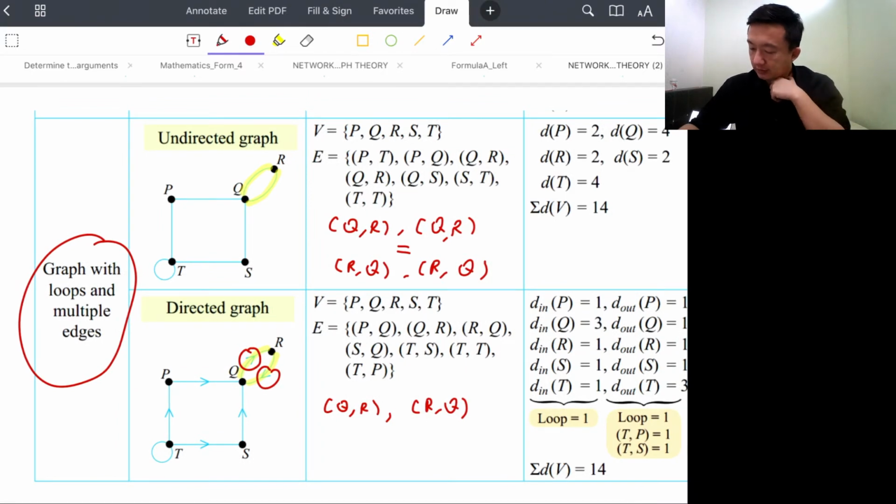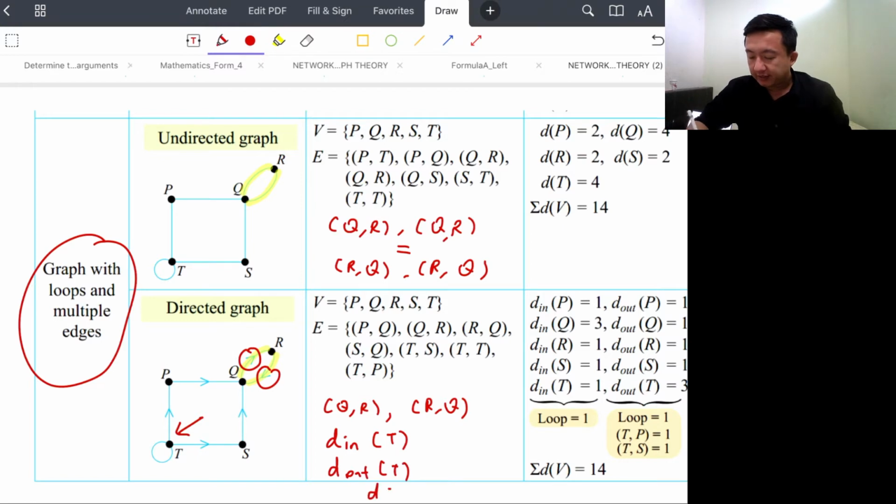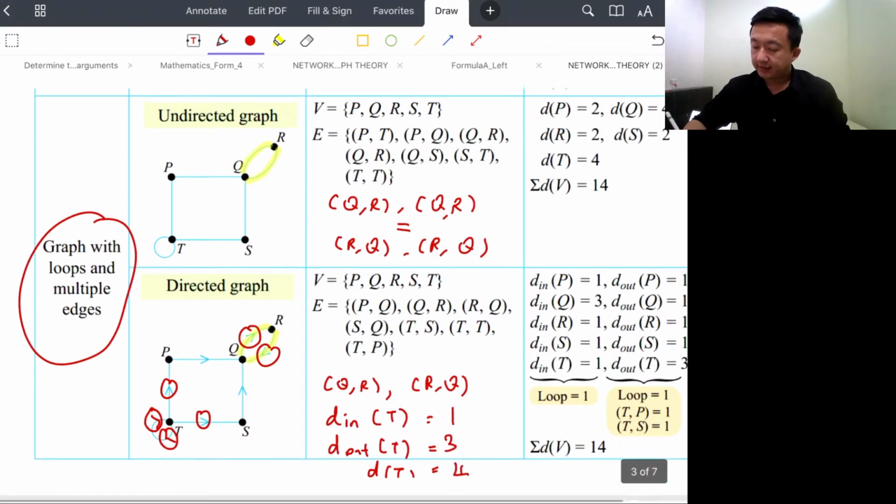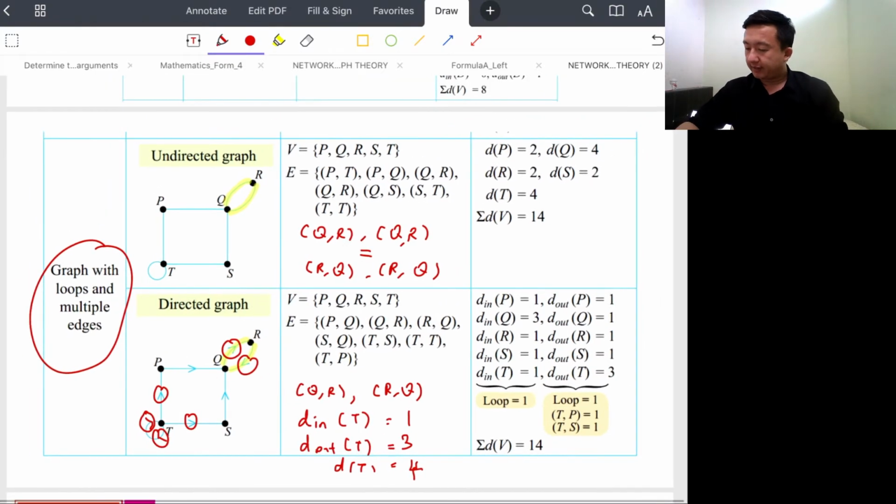What else do you need to know? This one, I want you to pay attention to vertex T. This is the directed graph, so you know there will be D in for T, D out for T, and the degree for T. How many in, how many out? For a loop, it is going out from T and going into T. So in is 1, there's only 1. Out: 1 out, 2 out, 3 out. So 1 in, 3 out. The degree for vertex T is 4. We can be very specific.